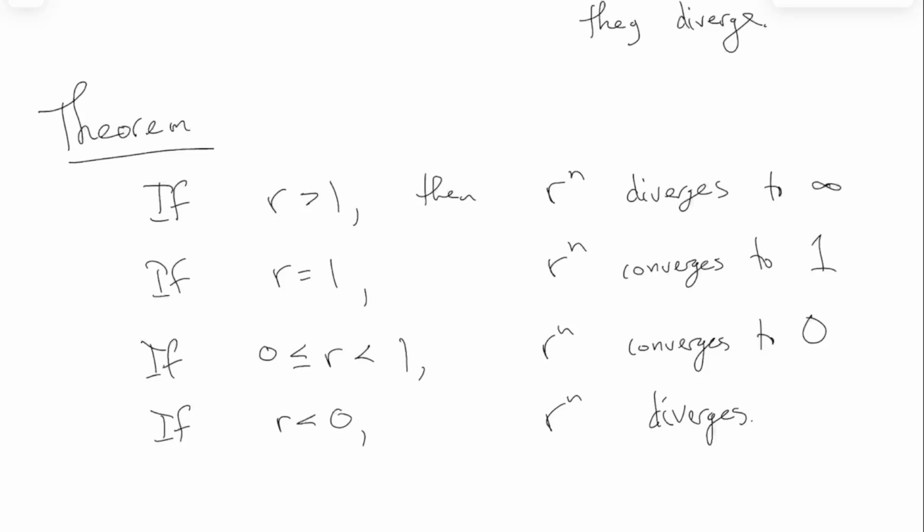Although even so, if the absolute value of r equals 1, you still don't know if it converges or diverges. So if you look in textbooks, you'll see versions of this written in terms of absolute values, but this is the way that our book likes to write it, which I think is fine. All right. This is everything you could want to know about the geometric sequence.